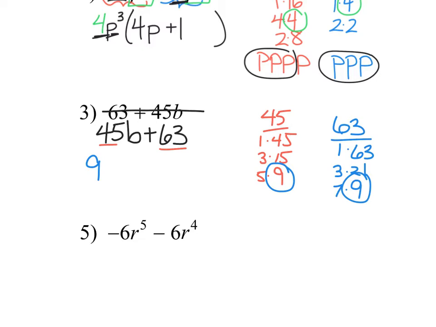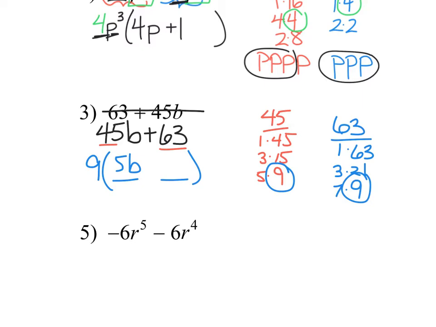When you get to the variable part, this one has a b and this one doesn't, so they don't share a variable. So open that up, and then what do I have to multiply to get 63 and 45b? 9 times 5b gives me 45b, and 9 times 7 gives me 63.